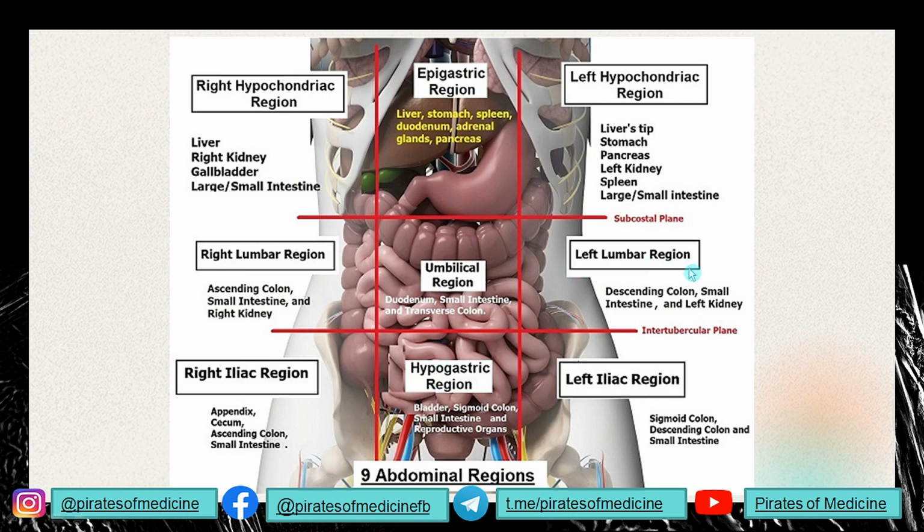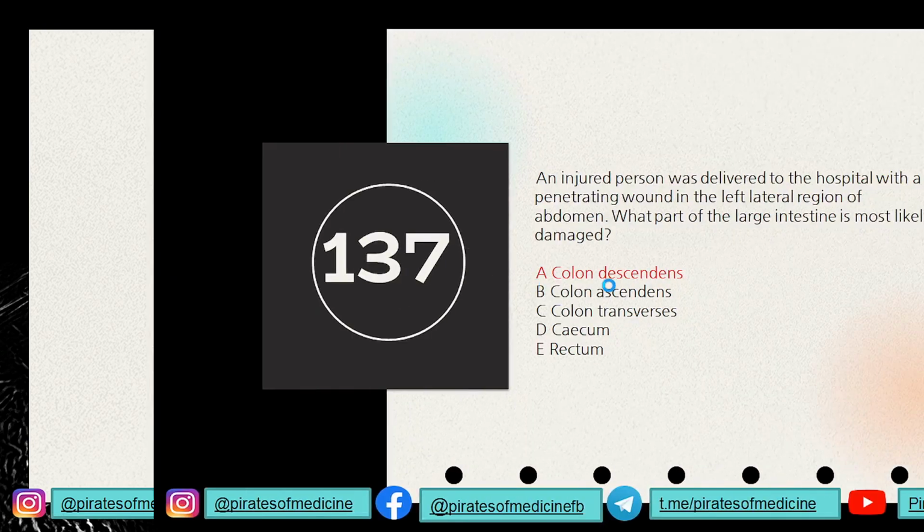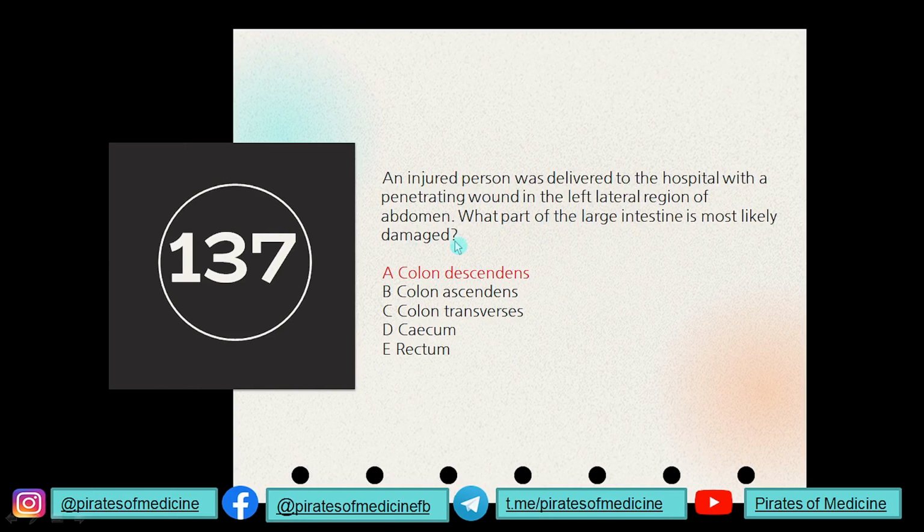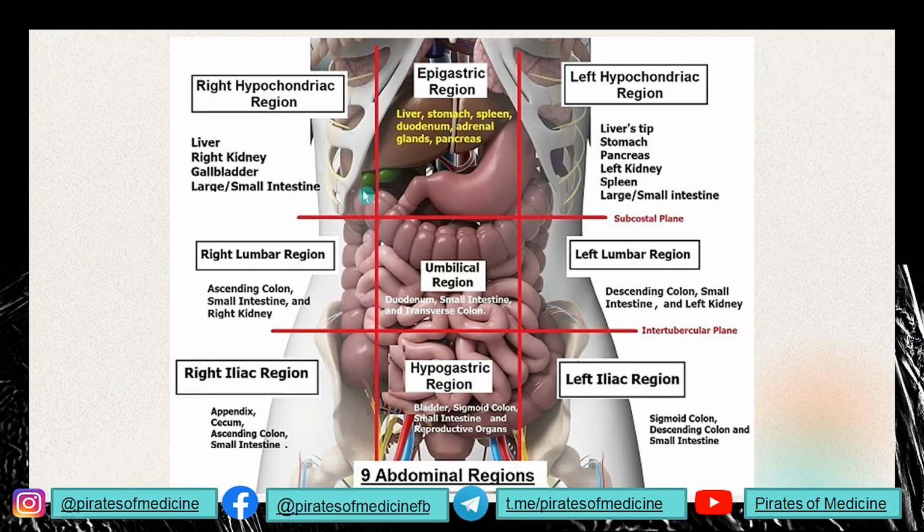And what is present here? We have the descending colon, we have the small intestine, and we have the left kidney. The major part of the descending colon can be seen. So if there is an injury to the left lateral region, then the part of the large intestine which is most likely damaged is the descending colon, or colon descendens. So you can note it down, this is how we divide the abdomen into 9 different regions, and these 9 regions of the abdomen contain these structures.